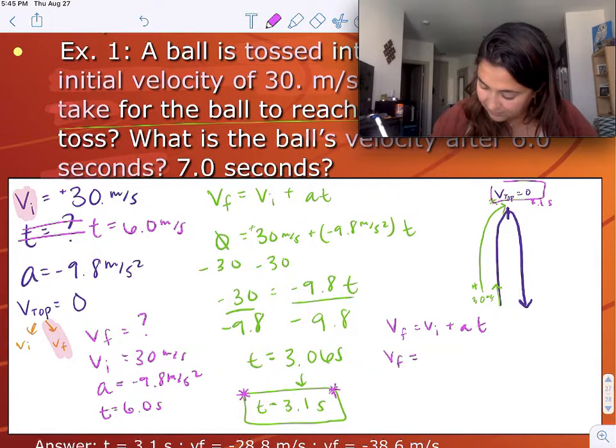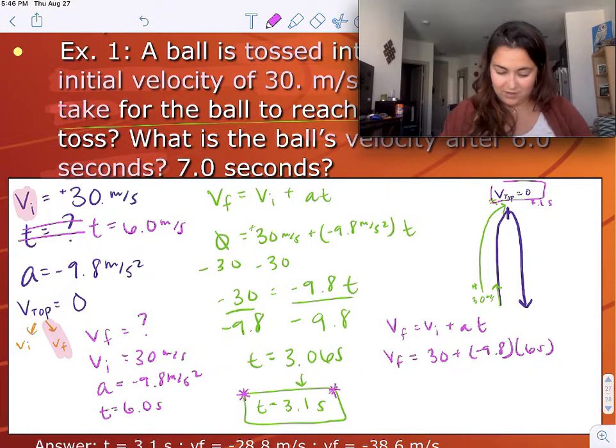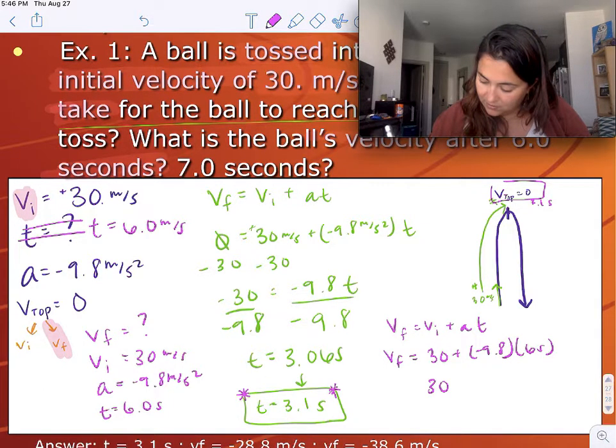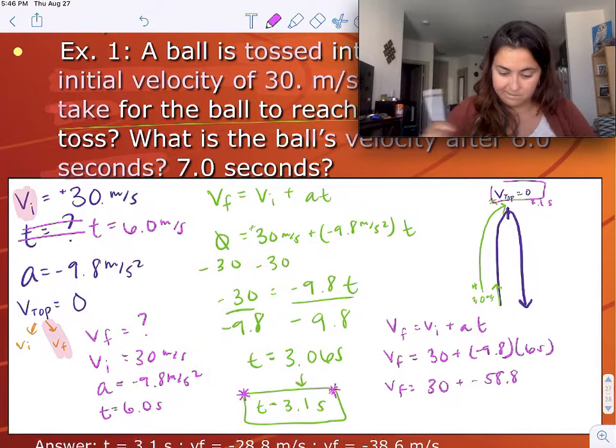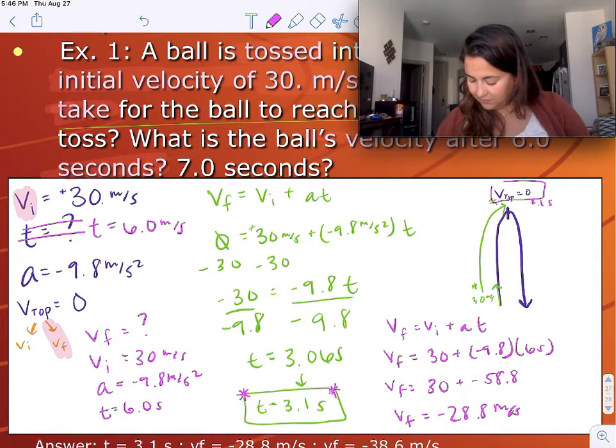So final velocity is over here, 30 plus negative 9.8 times 6. Put 6 seconds. I don't know why I put the units for that one and not the other. So 9.8 times 6. So we have 30 plus negative 58.8. So my final velocity is negative 28.8 meters per second.